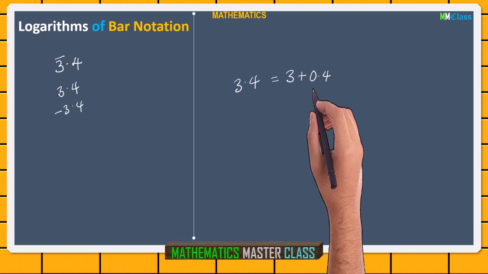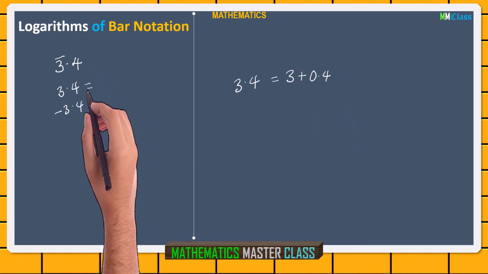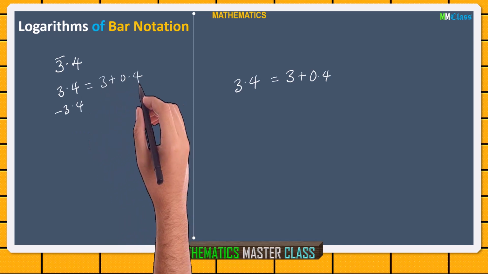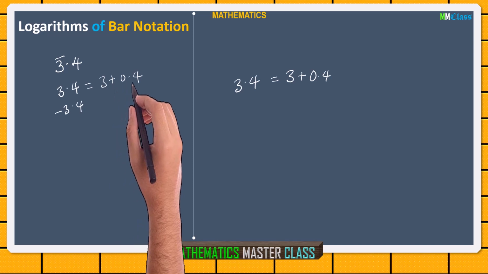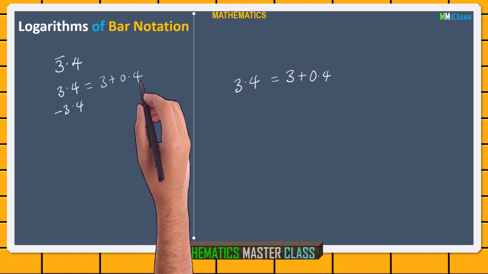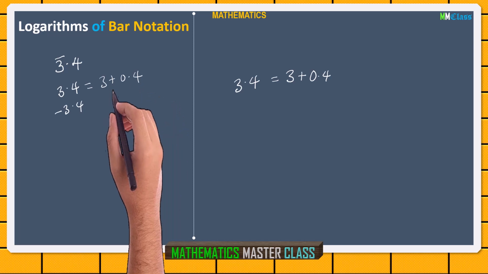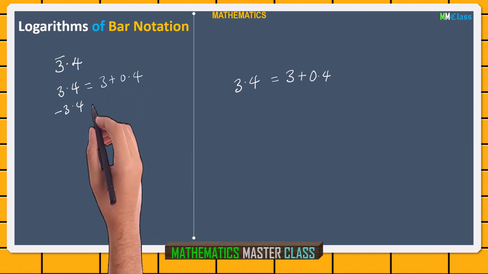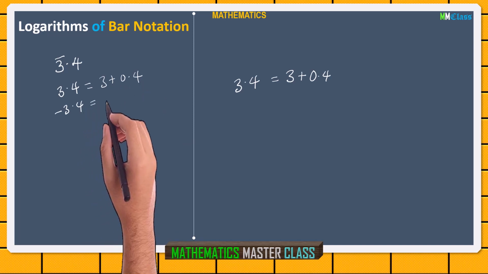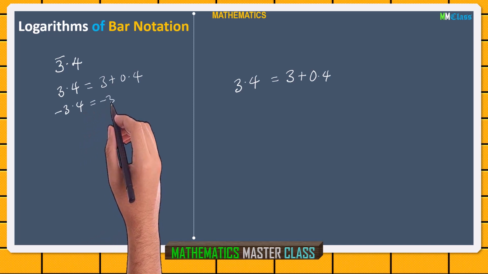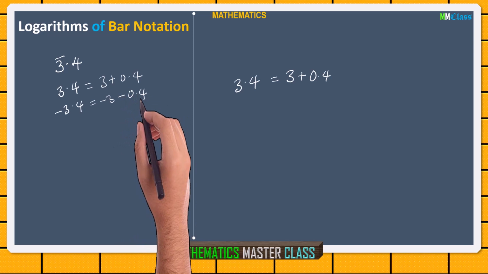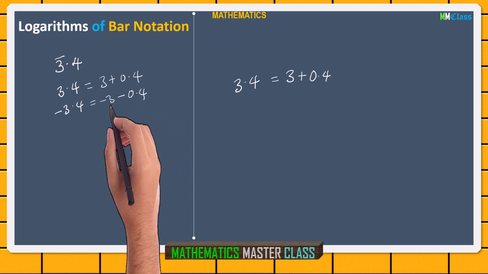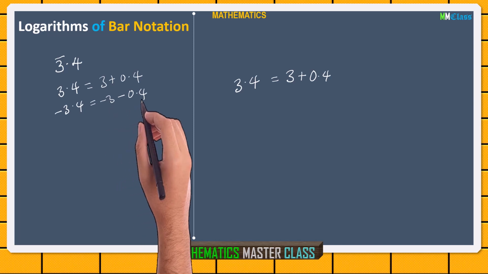Now let's look at these two numbers. Let's first of all look at this. This 3.4 can be separated as 3 plus 0.4. So the 3 is the integer part, while 0.4 is the decimal fraction part. However, both of them are positive. 3 is positive, 0.4 is positive. Let's look at the other one, which is minus 3.4. Here, if we are separating them, it will be minus 3 minus 0.4. You can see both the integer part and the decimal fraction part are negative. We have minus 3, we have minus 0.4.